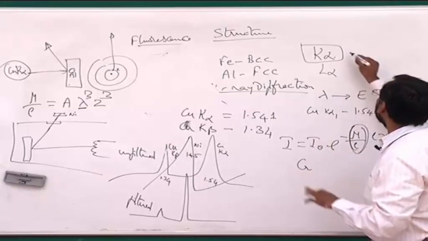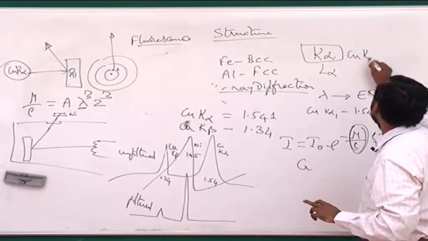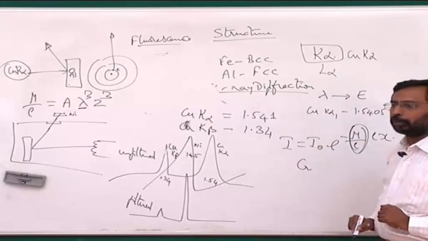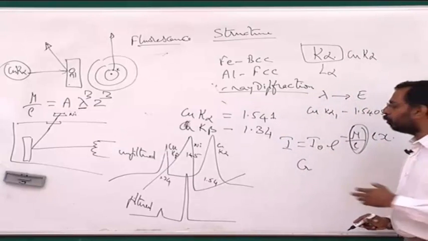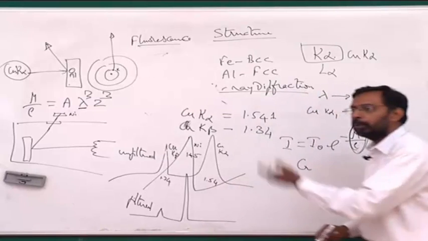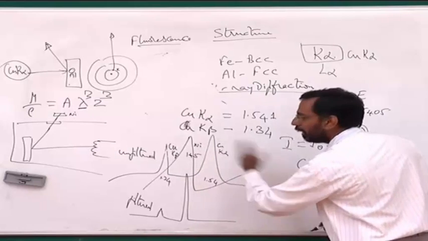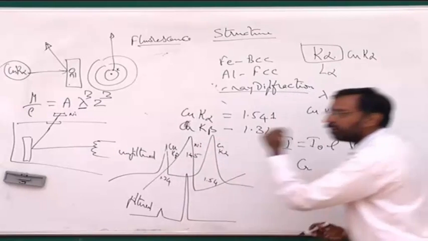For most applications, copper K alpha is what is used, excepting metals such as iron. If you want to determine those, that is where you have to use either iron K alpha or chromium K alpha and things like that, so that their K alpha lambda is higher than the KH of that particular element.